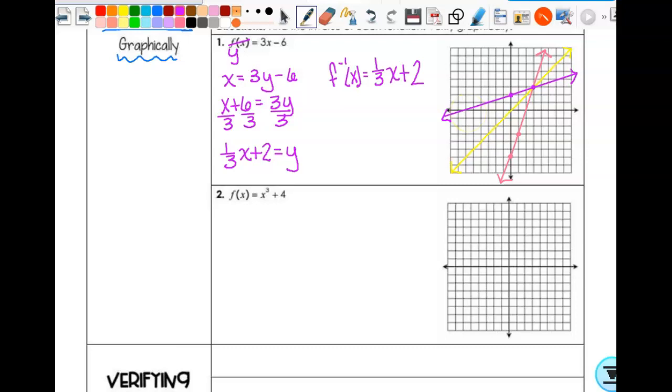Okay? Everybody good with that? Okay, so we checked it. Yep, we verified it. We found it. We graphed them. Everything's good.